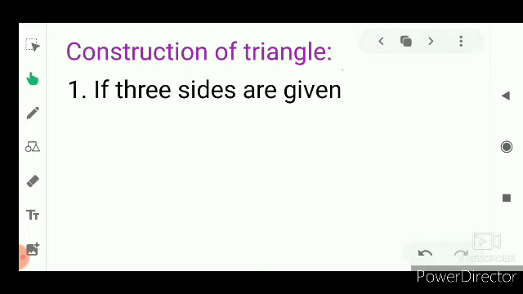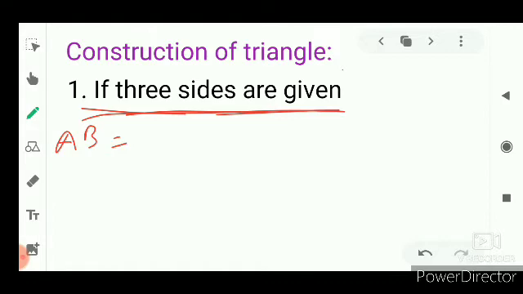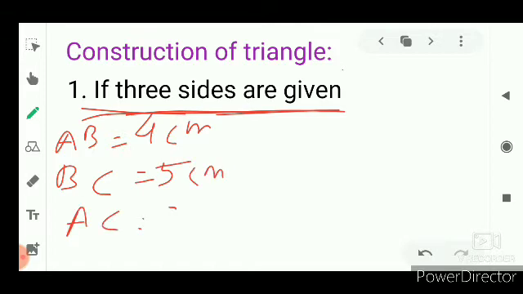Next we have seen how to draw the triangle. Different types of drawing the triangles we have learned. The first type, if 3 sides of a triangle are given to you. In the triangle ABC, suppose the length of side AB is 4 cm, the length of side BC is 5 cm, and the length of side AC is 3 cm. These 3 sides of a triangle are given to you.